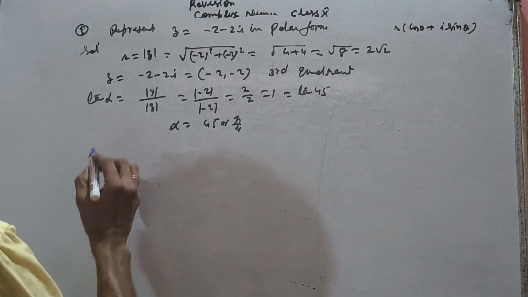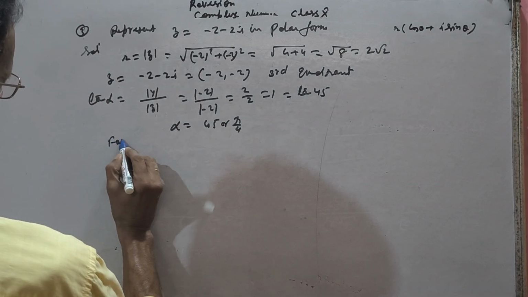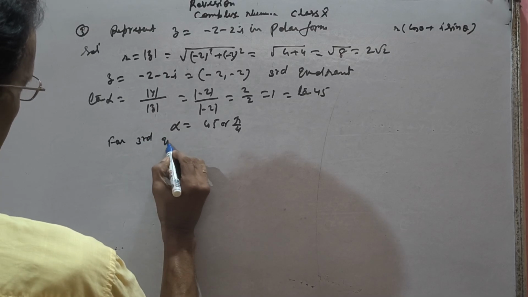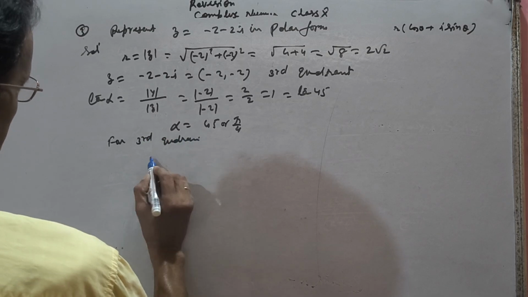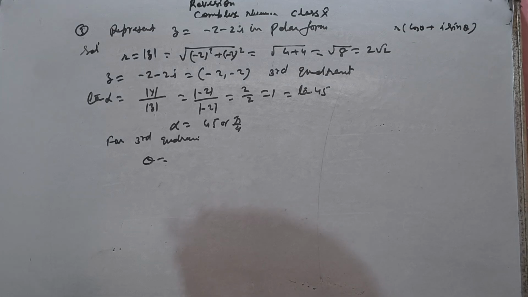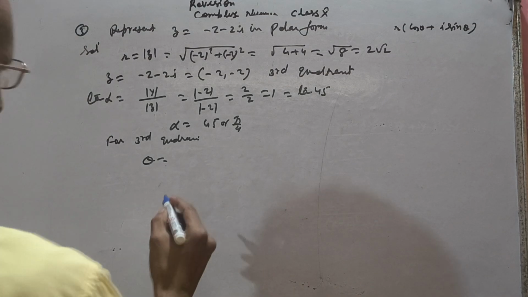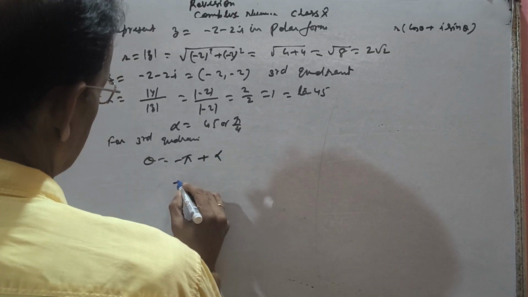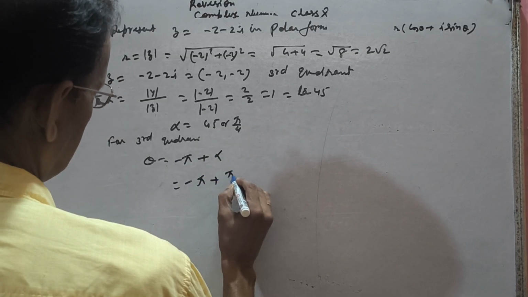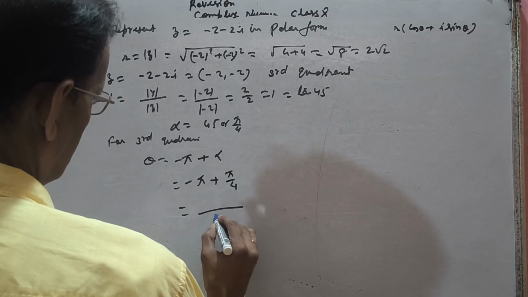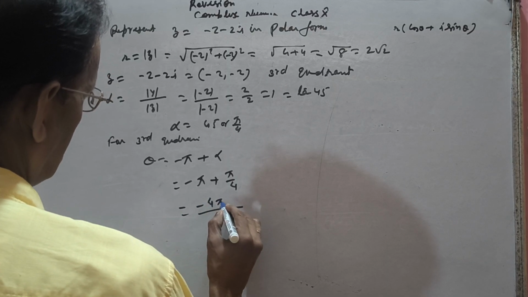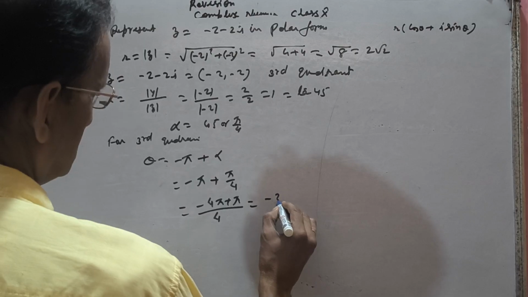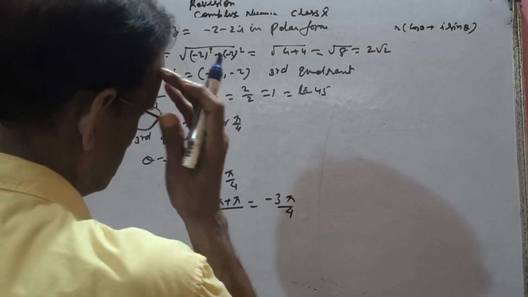For the third quadrant, what do we have? Theta equal to minus pi plus alpha. So minus pi plus pi by 4. How much will we get? 4 is the LCM, minus 4 pi plus pi. So minus 3 pi by 4.